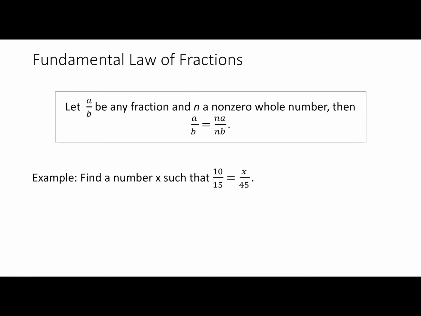Okay, in general, if we want to show that two fractions are equivalent or equal without drawing the picture, we can use some algebra. So here is the algebra. A over B is equal to n times A over n times B, as long as n is not 0. All right, so as long as I multiply the numerator and the denominator by the same whole number, I get an equivalent fraction. All right, so let's use that to find a number x such that 10 over 15 is equal to x over 45.